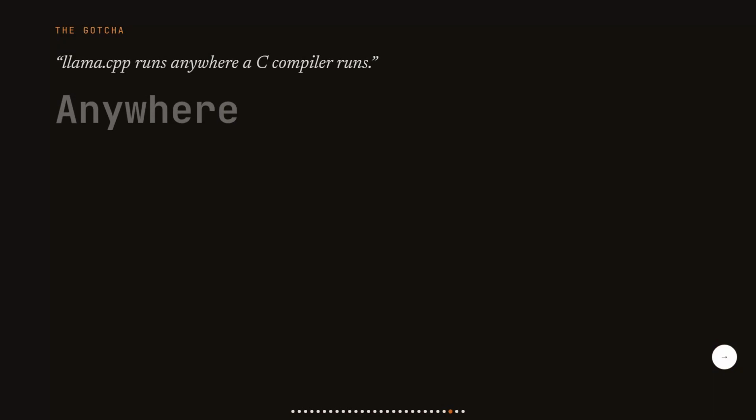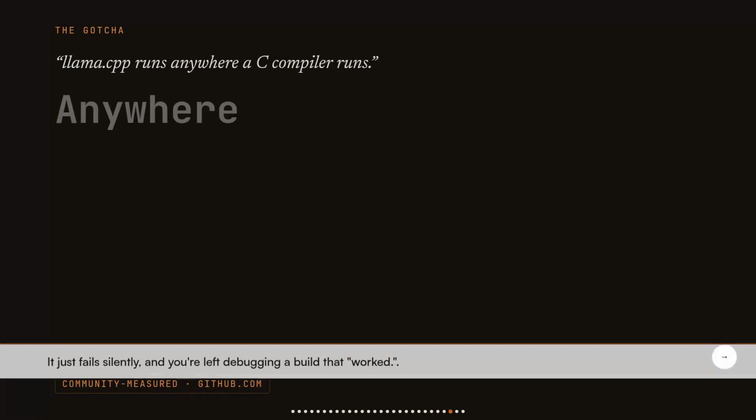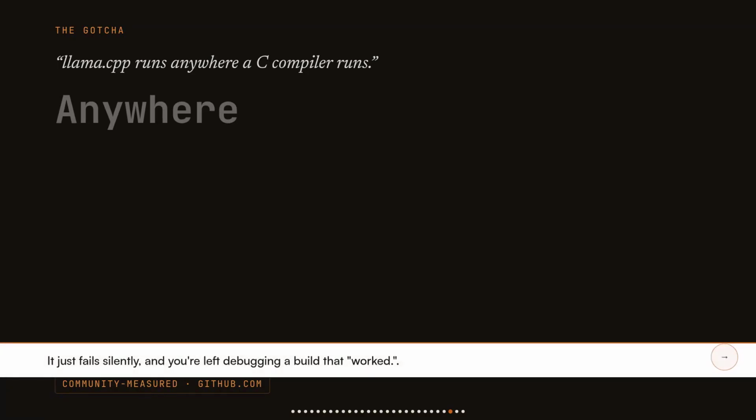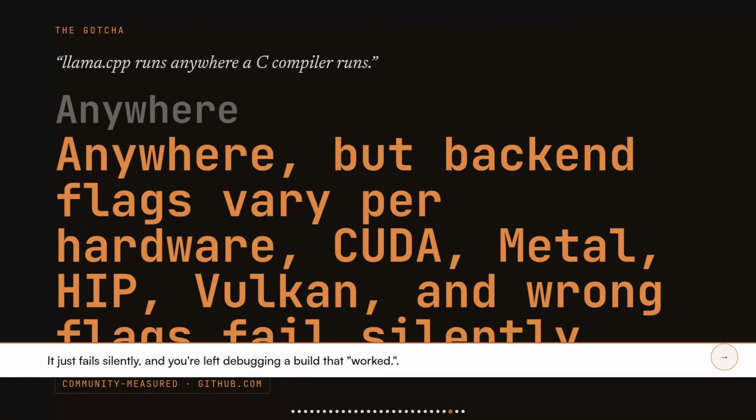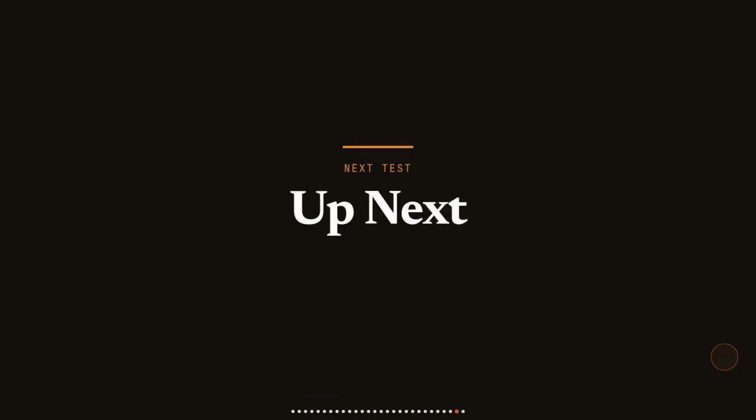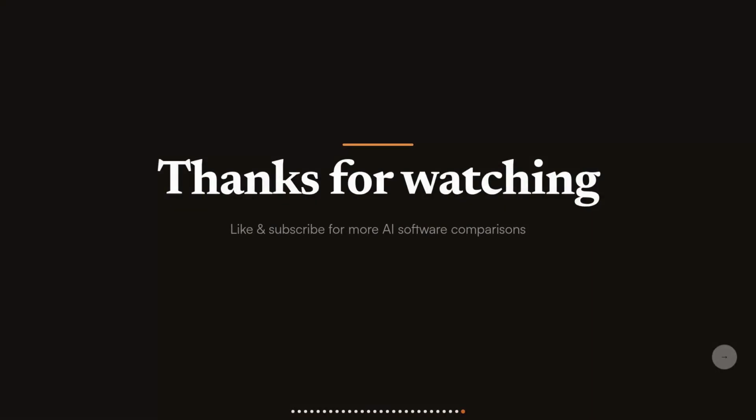What that pitch skips is that backend flags vary completely by hardware: CUDA, Metal, HIP, Vulkan, and picking the wrong one doesn't throw an error. It just fails silently, and you're left debugging a build that worked. If you're deciding whether to run llama.cpp directly or let a wrapper like Ollama handle it for you, that comparison is coming next, and it might change which path you take.